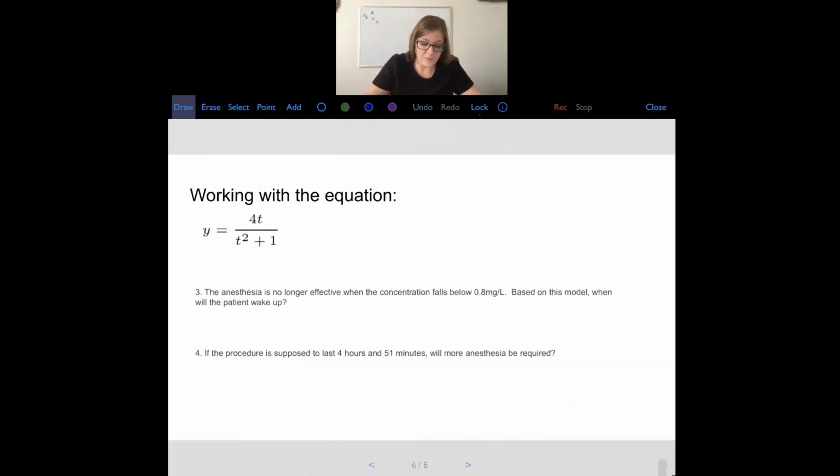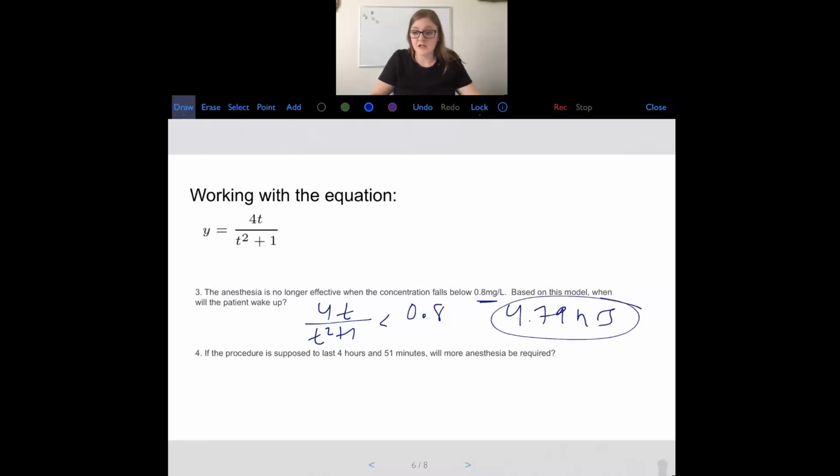Okay, more working with the equation. So number 3, the anesthesia is no longer effective when the concentration falls below 0.8 milligrams per liter. Based on this model, when will the patient wake up? So again, you're given a Y value and you're asked to find T to do that. Okay, so you'd have 4T over T squared plus 1. We are really looking at when is it less than 0.8. You can set it equal to 0.8 and then say, okay, after that amount of time, the patient will wake up. Okay, and let me give you the answer to this one. If you were to solve it, you would get 4.79 hours. Okay, so good amount of time that it would work or be effective.